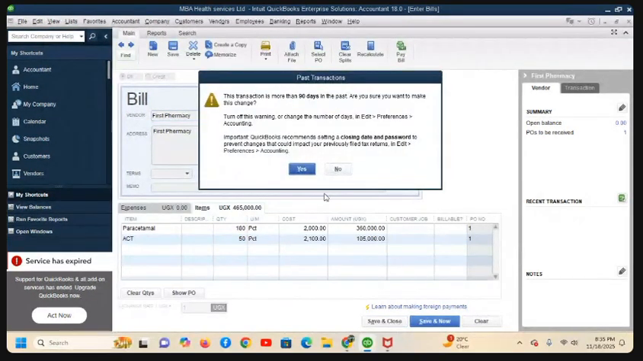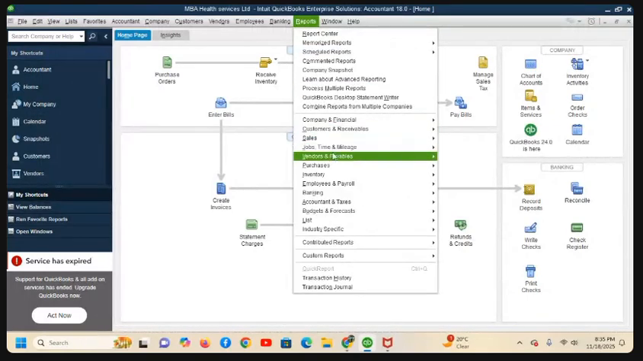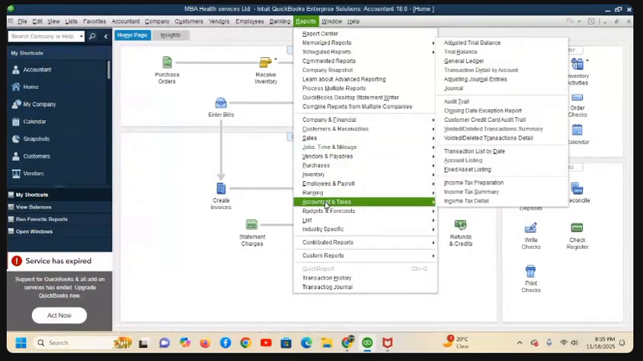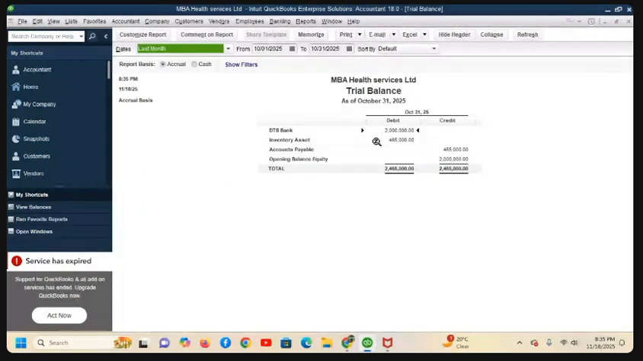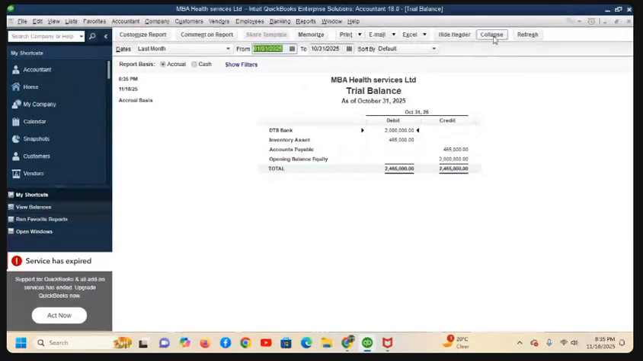Let me click save and close, then we can check on our balance sheet and we see. When we go and check on our reports here, I go to the trial balance, you're going to see a change. Let me take it from January so that all the figures can be there. You're going to see there is a change. There is what we call accounts payable. Are you seeing the accounts payable?